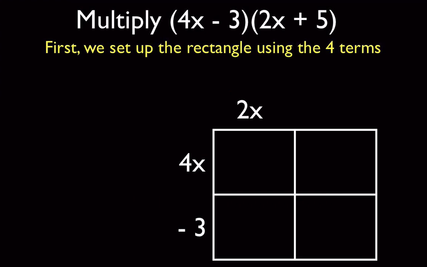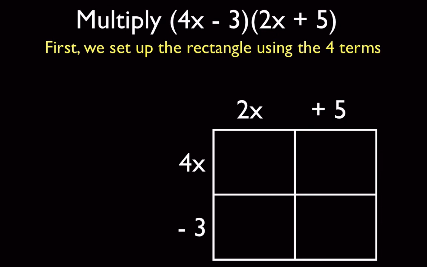And then over here I've got my 2x and my positive 5. Notice the space in between them. That is important. That is to make sure you notice that's a positive 5. That's a negative 3. When you say it out loud, I don't want you to say 2x plus 5, 4x and plus 5. I want you to say 2x and positive 5, 4x and negative 3.